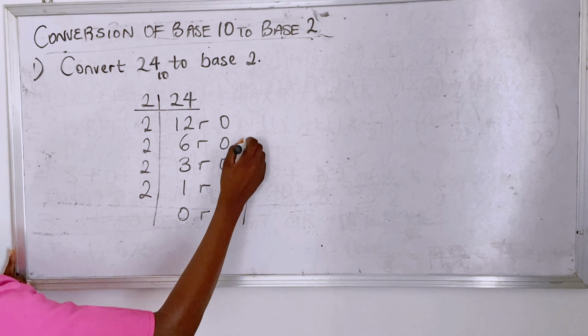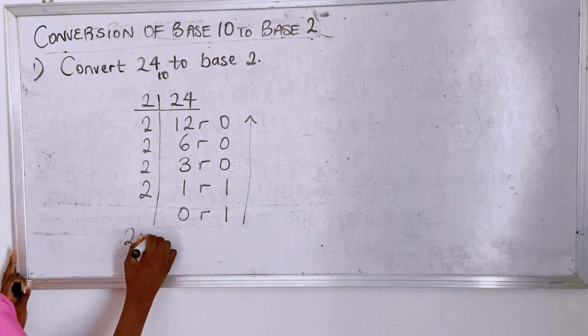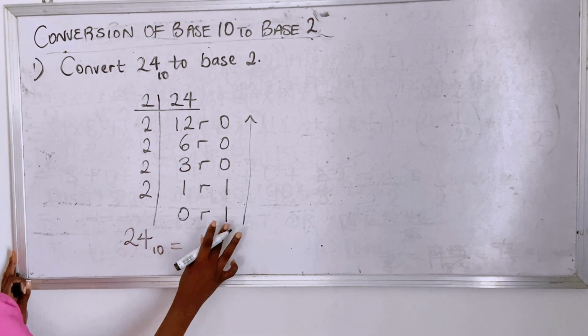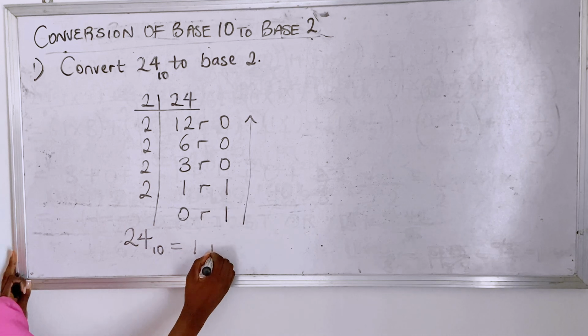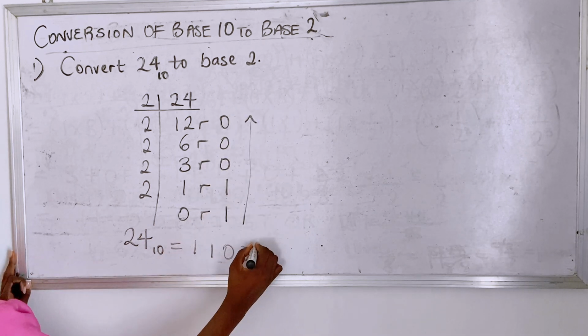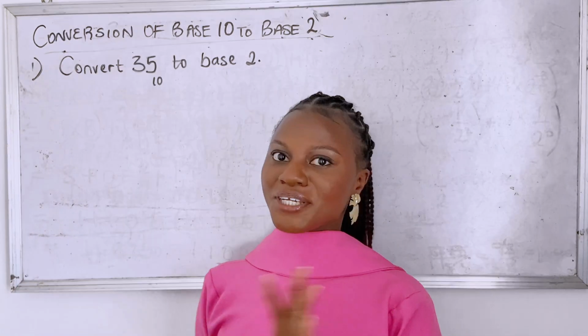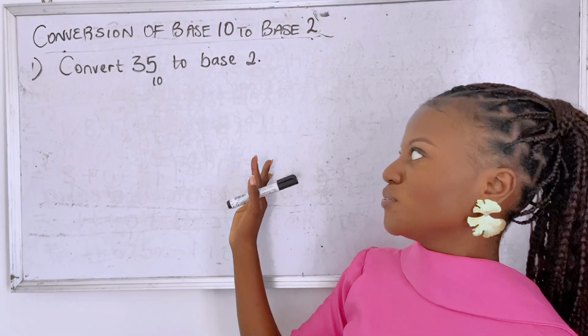Remember, you're counting from down up. So 24 to base 10 gives you what? 1, 1, 0, 0, 0, base 2. That's your answer. As always, we always have something for you to do at the end of the class.